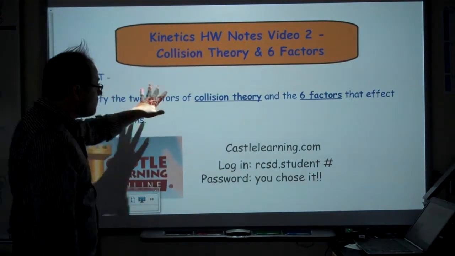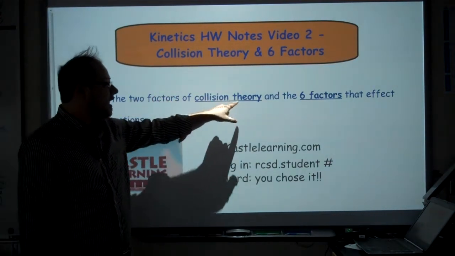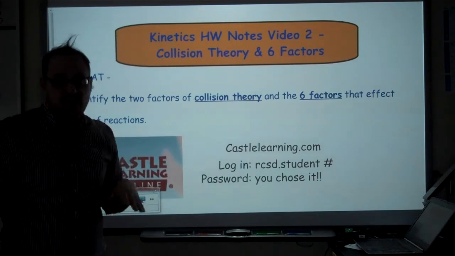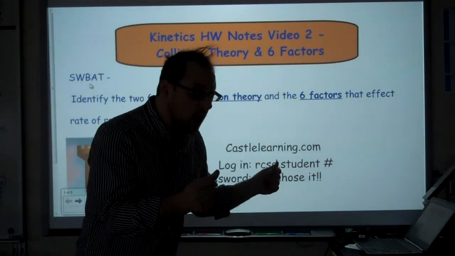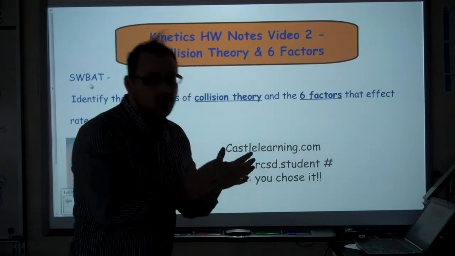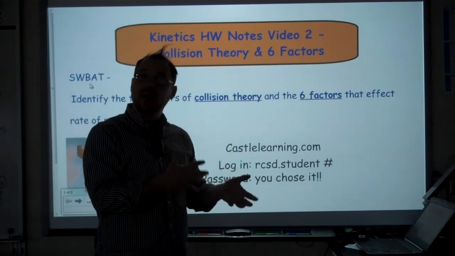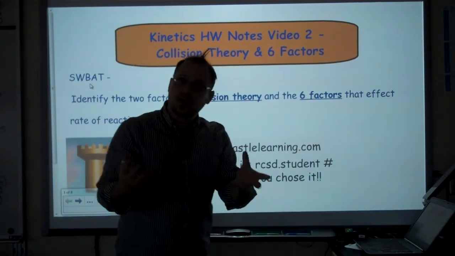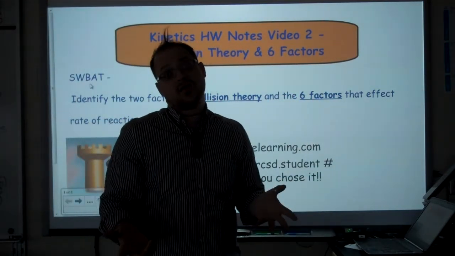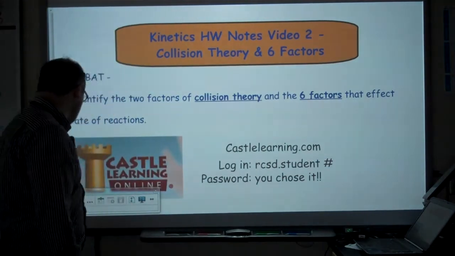So we're going to identify 2 factors in collision theory and 6 factors overall that affect rates of reactions. And rates of reactions are how quick or how slow a reaction happens. And it's all determined by the rate determining step. But that can be changed by these 6 factors. We can start to manipulate how quick or slow a reaction goes. Okay, so let's get into it.